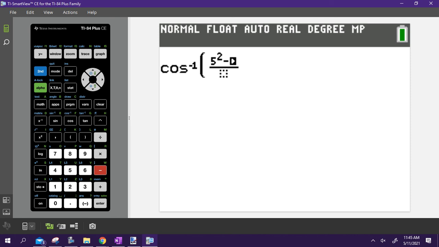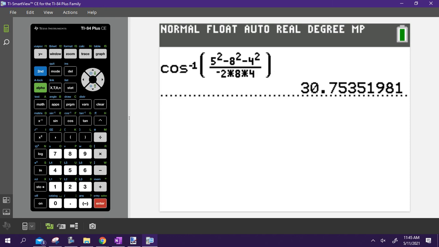5 squared minus 8 squared minus 4 squared. And then on bottom, it's negative 2 times 8 times 4. It's these other two numbers used again. We got all of that. We hit enter. Boom. There's my answer.